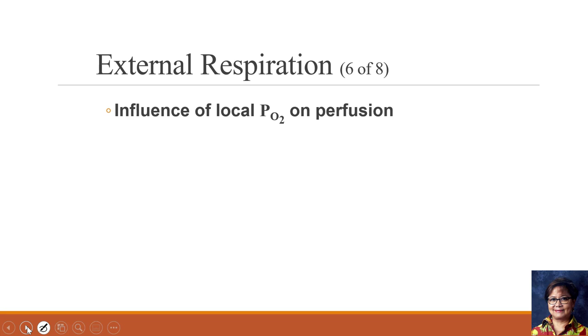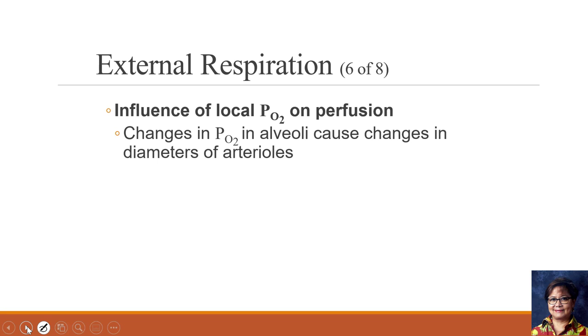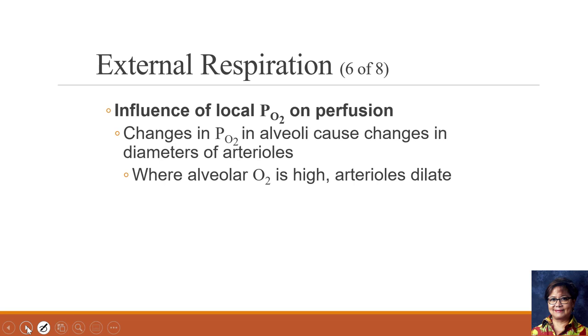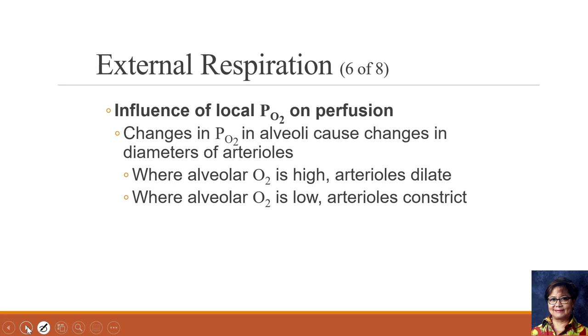So let's take a look at the influence of your partial oxygen pressure on perfusion. Changes in the partial pressure of oxygen in the alveoli can cause changes in the diameters of the arterioles, because that's exactly what it is supposed to do. When your alveolar oxygen is high, the arterioles will dilate. When the alveolar oxygen is low, the arterioles will constrict.